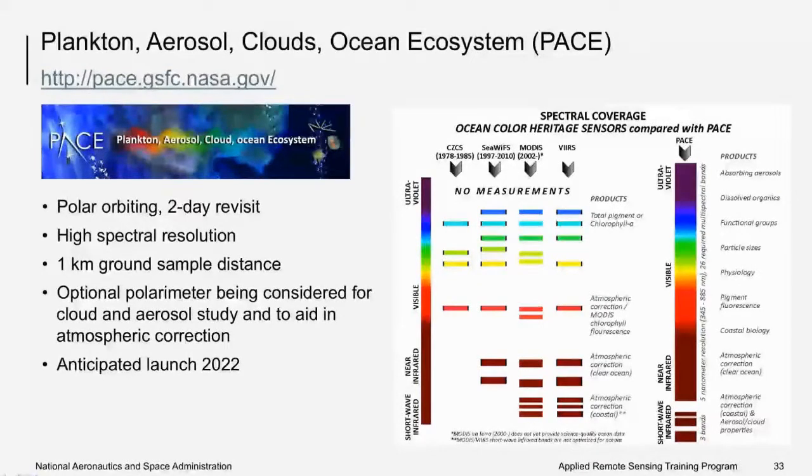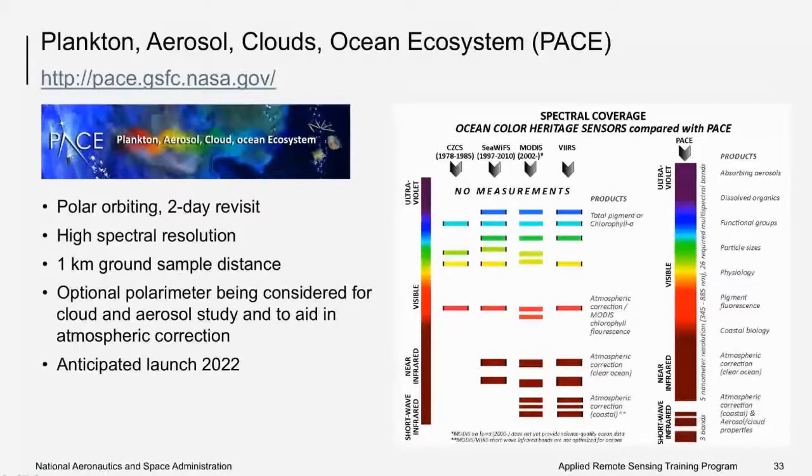On the right, you see an image showing the spectral resolution of legacy and current ocean color sensors. You can see CZCS, SeaWiFS, MODIS, VIIRS, and PACE down the right-hand side. The PACE sensor will have a much higher spectral resolution in the visible range and will collect data in the shortwave infrared to improve on atmospheric correction.